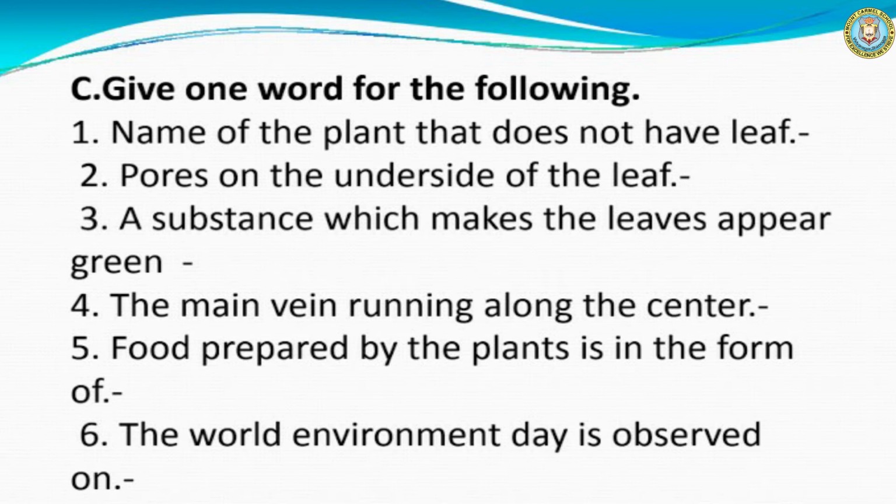ಆ ಗ್ರೀನ್ ಕಲರ್ ಇರುತ್ತಲ್ಲ ಲೀವ್ಸ್ ಅಲ್ಲಿ, ಅದು ಎಲ್ಲಿಂದ ಬಂತು? ಯಾವ ಸಬ್ಸ್ಟೆನ್ಸ್ ಇರಬಹುದು ಅದರಲ್ಲಿ? Yes, your guess is correct. Chlorophyll. The main vein running along the center, that is called as midrib. Yes, food prepared by the plant in the form of food ಯಾವ ಫಾರ್ಮ್ ಅಲ್ಲಿ ಪ್ರಿಪೇರ್ ಮಾಡ್ತಾರೆ? Leaves in the form of, yes, I will take a letter.